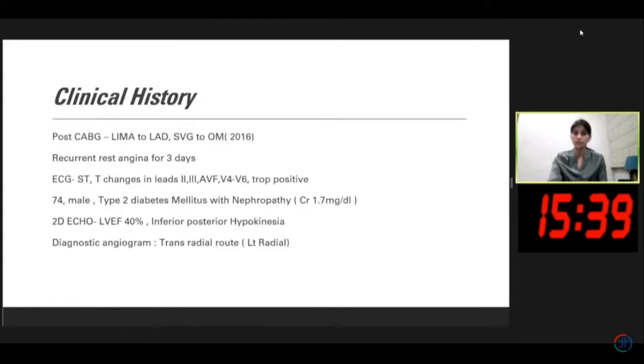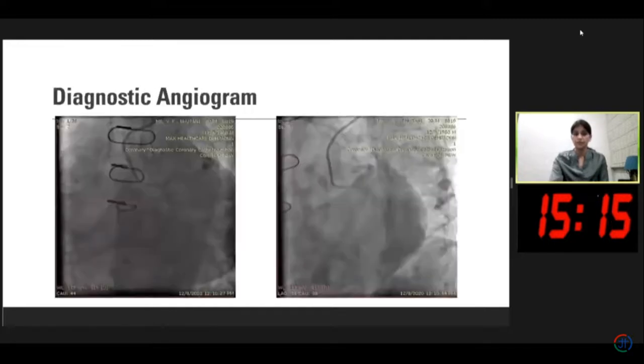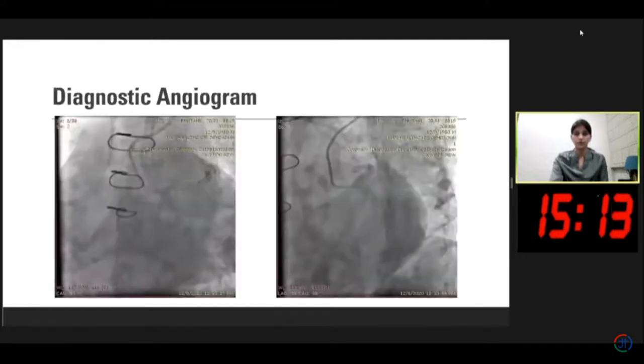This is case 2, a 74-year-old gentleman who had diabetes with nephropathy. He was a post-CABG patient with grafts to LAD and SVG to OM, done in 2016. This time he presented to us with recurrent angina for the past 3 days. On echo, ejection fraction was 40% with inferoposterior hypokinesia. We did the angio through the transradial route, through the left radial.